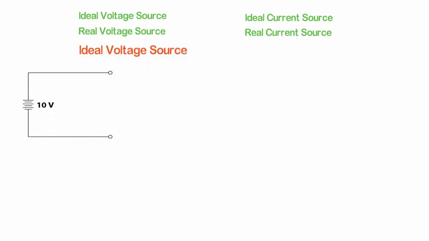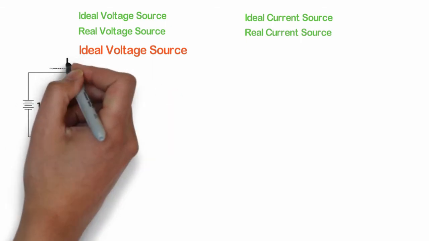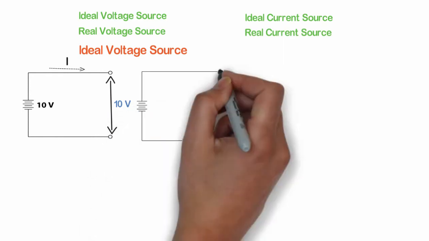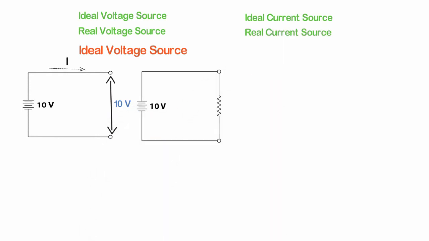An ideal voltage source is one that maintains a constant terminal voltage no matter how much current is drawn from it. For example, let's say that you have an ideal 10 volt voltage source. That voltage source will maintain 10 volts across its terminals no matter how much resistance you add to it. That means for 1 mega ohm resistance, terminal voltage will be 10 volts, and for 1 ohm resistance, terminal voltage will be the same 10 volts.